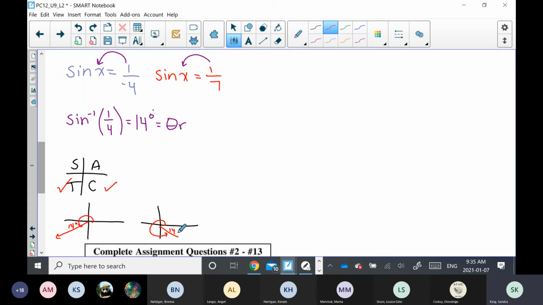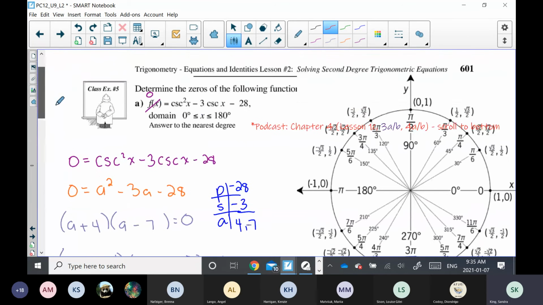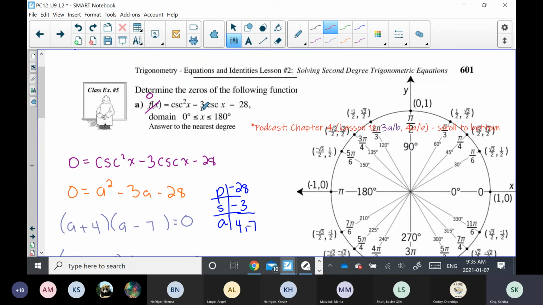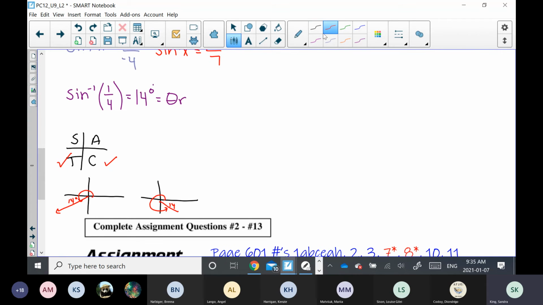But what's special about this question is they gave us a domain restriction. So that's what class example 5 is. The domain restriction, they only want answers less than 180, greater than 0. So if I go back down here, what that means is 180 degrees is right here, 0 is right here. If they want less than 180 but bigger than 0, they want answers in quadrants 1 and 2.